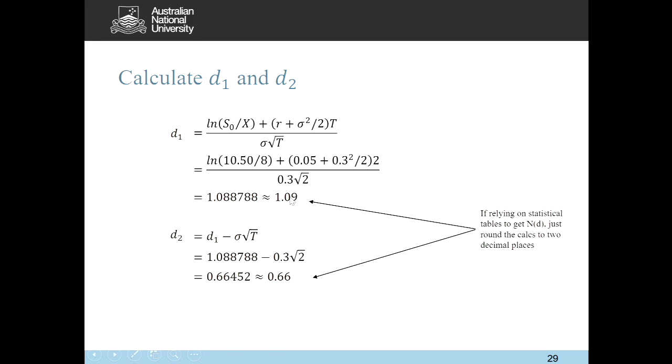Once we get our d1, we're going to plug it into the d2 formula. So d2 is equal to d1 minus sigma times the square root of time t. If you do that, you will get 0.6645, which is roughly equal to 0.66. Yes?